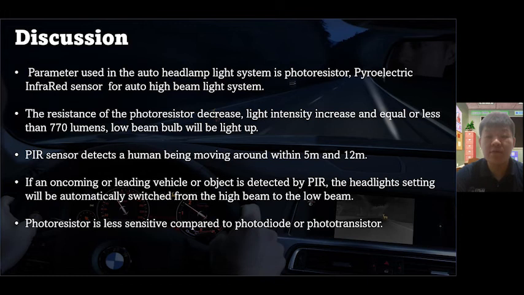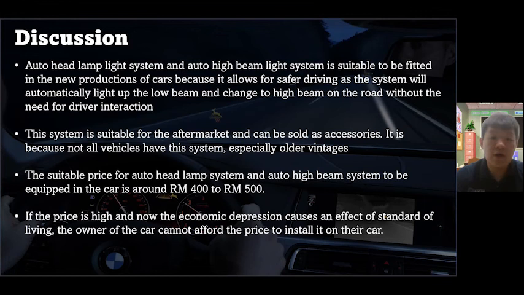The photoresistor is less sensitive compared to a photodiode or phototransistor. The auto headlamp light system and auto high beam light system are suitable to be fitted in new production cars because they allow safer driving, as the system will automatically light up the low beam and change to high beam on the road without the need for driver interaction. This system is also suitable for the aftermarket and can be sold as an accessory because not all vehicles have this system, especially older vintage ones. The suitable price should be around 400 ringgit to 500 ringgit.